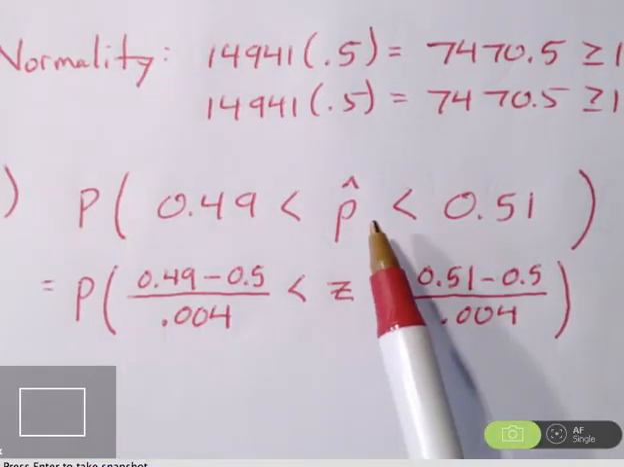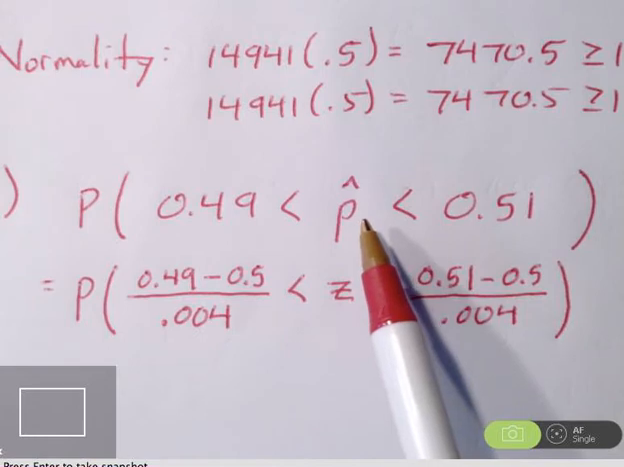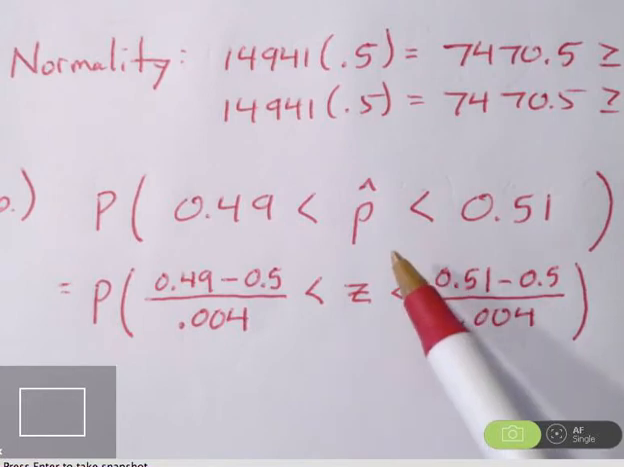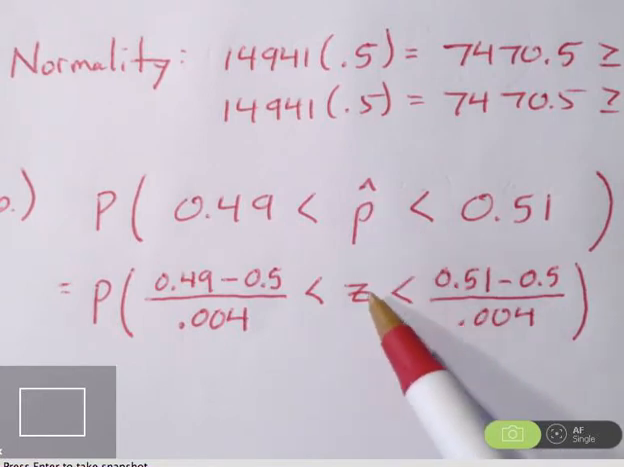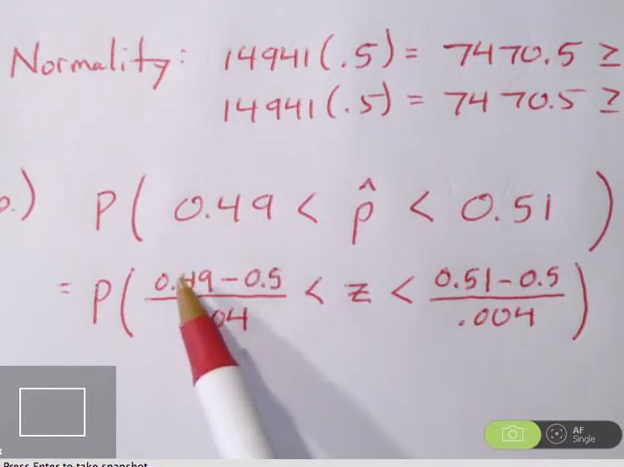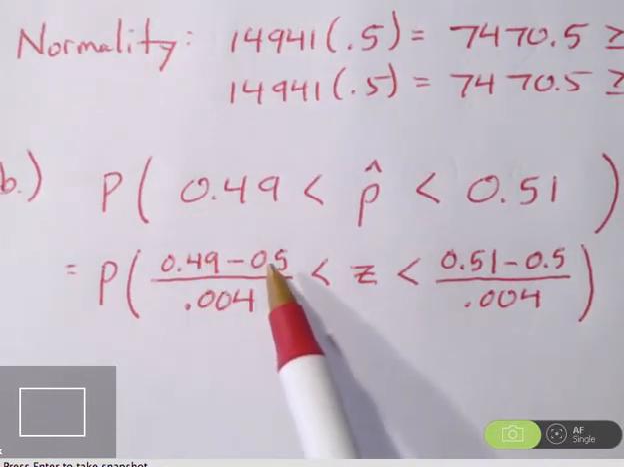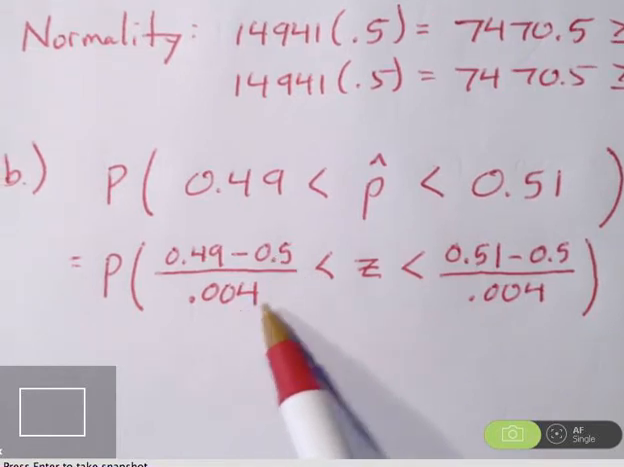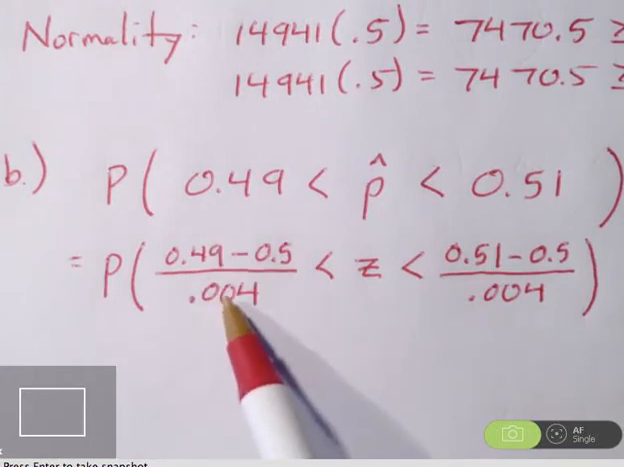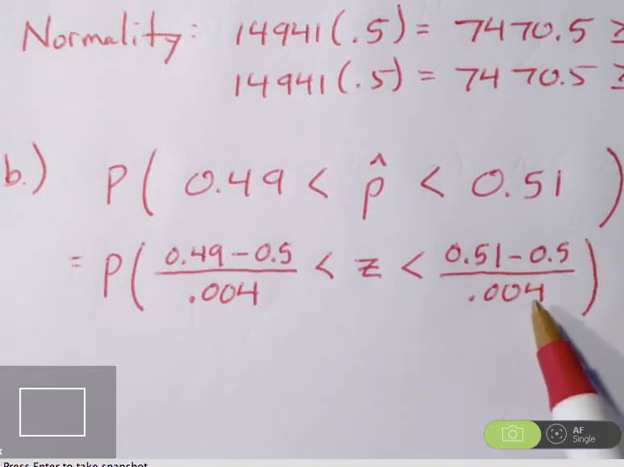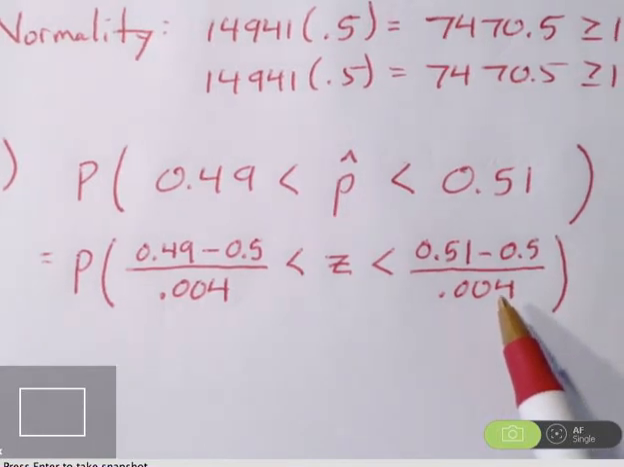The normal approximation simply means that our normality condition is satisfied, so we can use the normal distribution to help us here. The easiest thing to do is to change our p hat straight into z-scores. The lower boundary is the 0.49, but what you can see here is I've taken away the mean, 0.5, and divided by the standard deviation of 0.004. That will give us a lower z-score. For the 0.51, I've again taken away the mean and divided by the standard deviation, which will give us an upper z-score to use in order to calculate this probability.